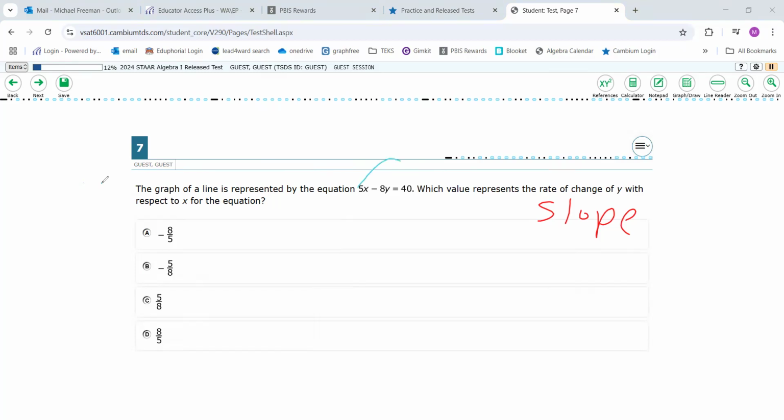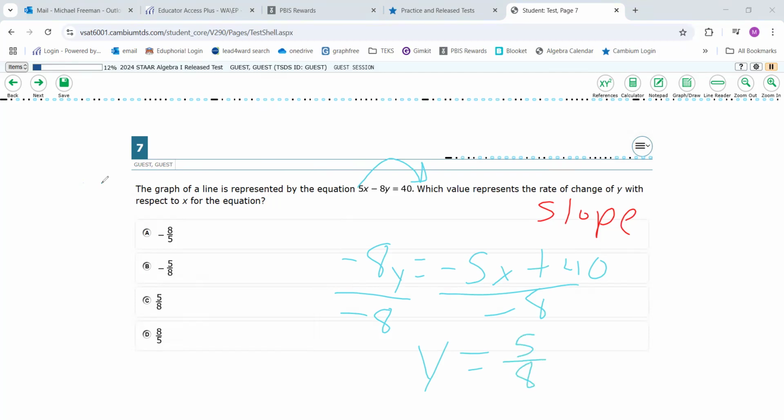So if I move this 5x to the other side, now it's negative 8y equals negative 5x plus 40. But I don't want negative 8y. I need to isolate the y. So since this is negative 8 times y, I got to divide everything by negative 8. Negative 5 divided by negative 8, since they're both negative, makes it positive 5/8 x. Positive 40 divided by negative 8 is minus 5. But all they asked for was the rate of change, which is the slope. So our rate of change is 5/8.